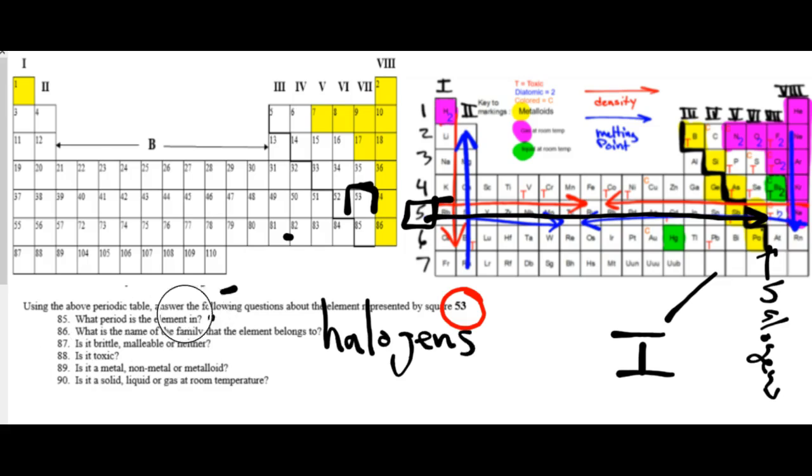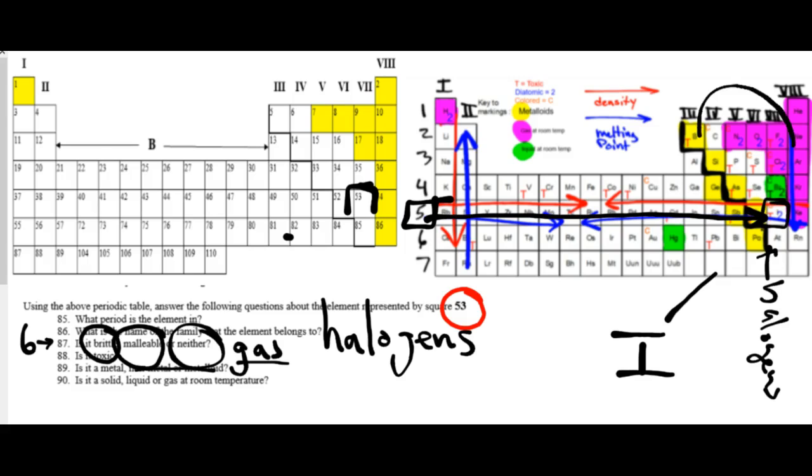Is it brittle, malleable, or neither? This question has to do with the notes on page number 6. Brittle is a property of a nonmetal. Malleable is a property of a metal. And neither is just a property when the substance is a gas at room temperature. Iodine is right here. We did not color it as a gas or a liquid, but we do know it's on the nonmetal side of the periodic table. So we would say it has a property of a nonmetal, which is brittle.